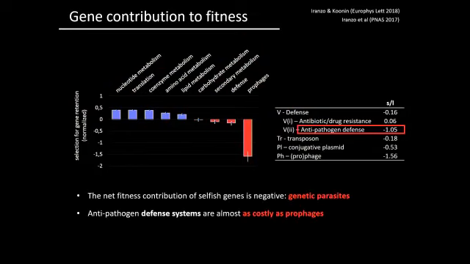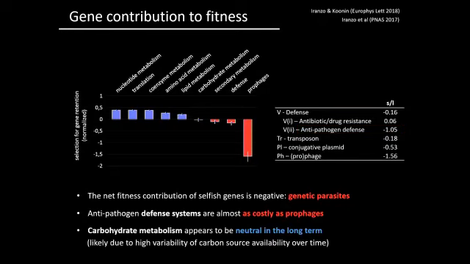First, we see that, as expected, genetic parasites, selfish genes, are very costly. They have negative contributions, so they are not surviving because they have occasional benefits to the host. They are overall costly. But we also see that antipathogen systems like CRISPR-Cas or other defense systems are also almost as costly as the pathogens themselves. That's telling us that having a prophage in general is not good for the bacteria, because the bacteria is keeping systems that are extremely costly for the sole purpose of fighting those viruses.